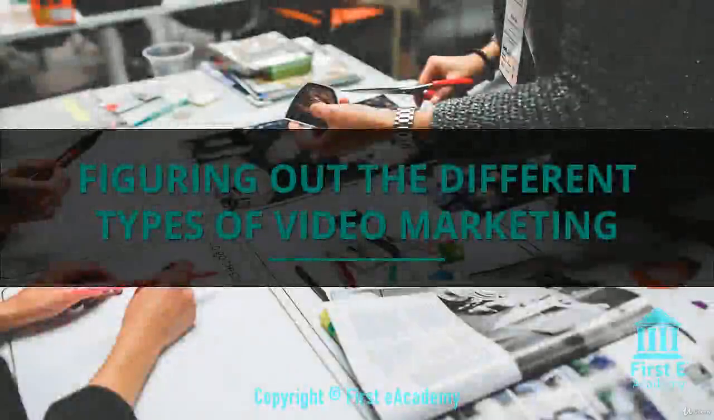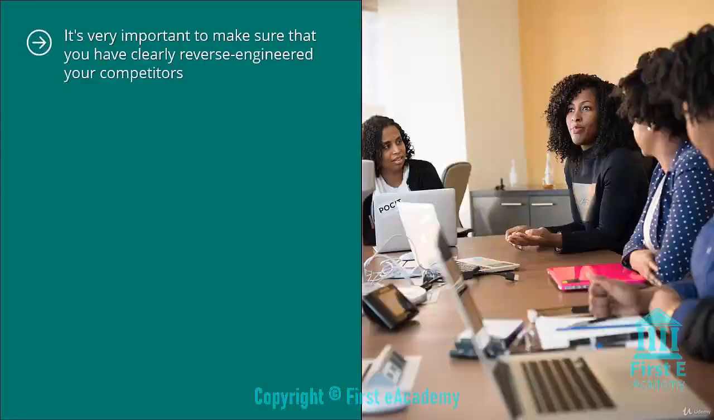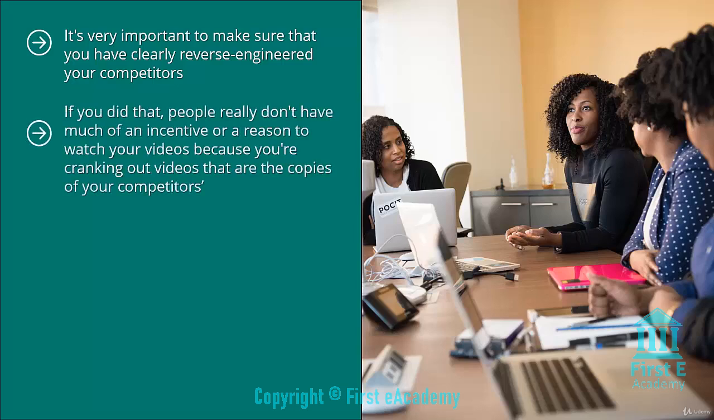Figuring out the different types of video marketing. It's very important to make sure that you have clearly reverse engineered your competitors. If it turns out that they are cranking out a specific type of video, you need to follow suit. Like I said, you don't have to copy and paste exactly what they're doing. If you did that, people really don't have much of an incentive or a reason to watch your videos because you're cranking out videos that are the copies of your competitors.